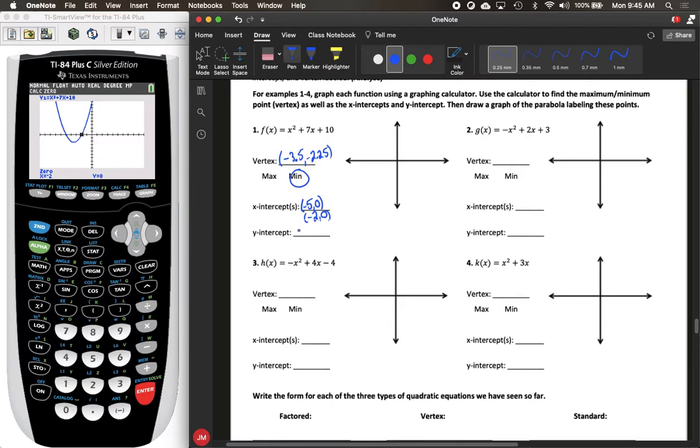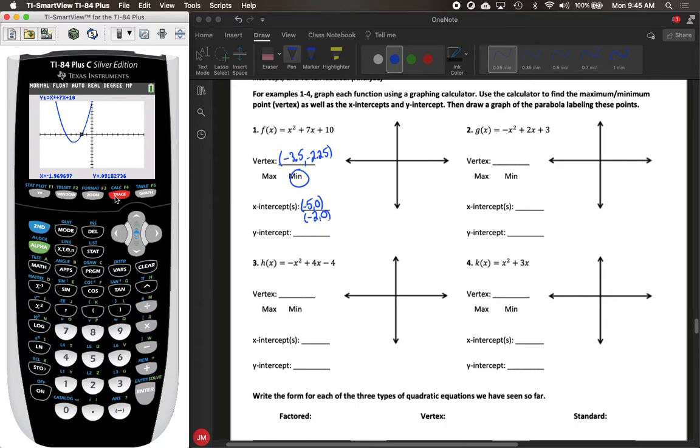Finally, we need to find our y-intercept. There is not a button to type to get there. All we need to do in order to find that y-intercept is to hit this trace button and then type in the x value, which, remember, the x value for the y-intercept is always 0. Press enter and it will tell us that the y-intercept is at 0, 10.